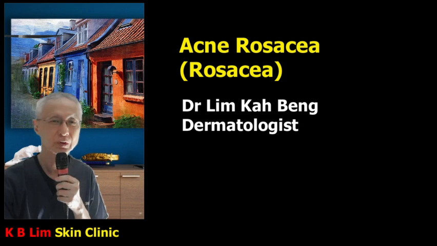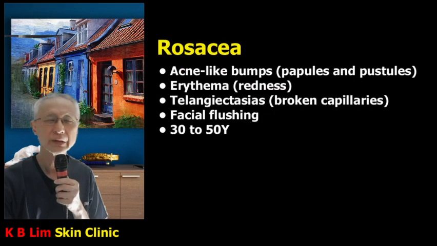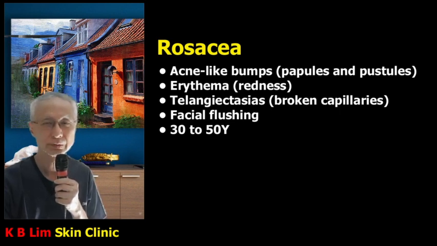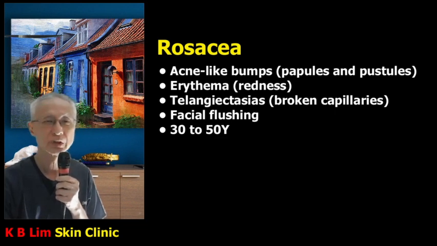Today I'm going to talk about acne rosacea, or rosacea for short. Rosacea causes acne-like papules or bumps, or pus heads known as pustules, on the background of erythema or red-looking skin. Often in association you see telangiectasias, which are broken capillaries, and these patients often give a history of facial flushing, especially when exposed to heat.